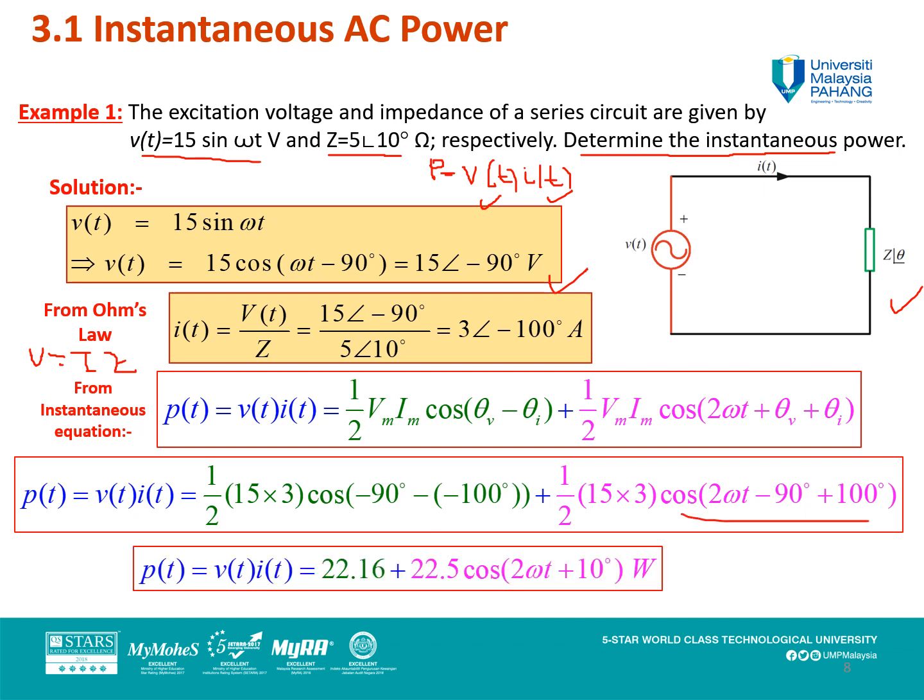So the last answer is p(t). You get 22.5 + 22.5 cos(2ωt + 10 degrees). The unit is in watts. Okay, so this is one example of instantaneous AC power.